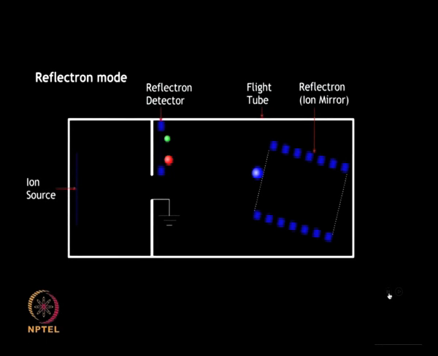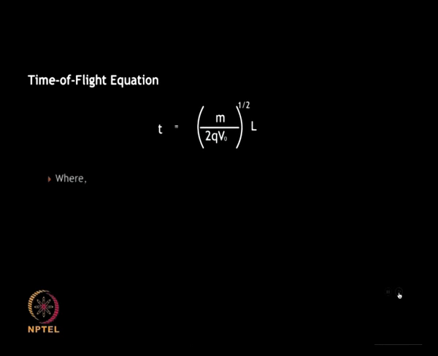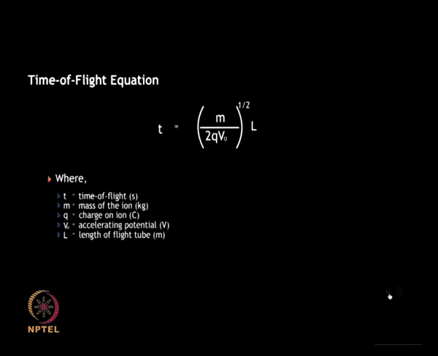This helps to even out any kinetic energy differences between the ions having the same mass, thereby improving the resolution. The time of flight of a charged ion can be calculated by means of the equation shown here. The flight time is directly proportional to the square root of mass of the ion.